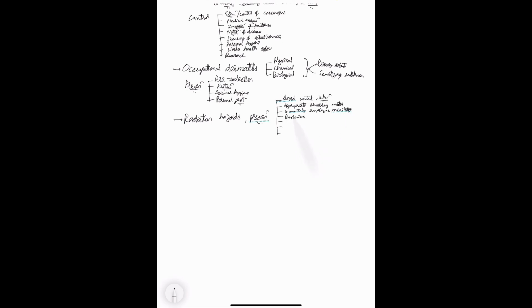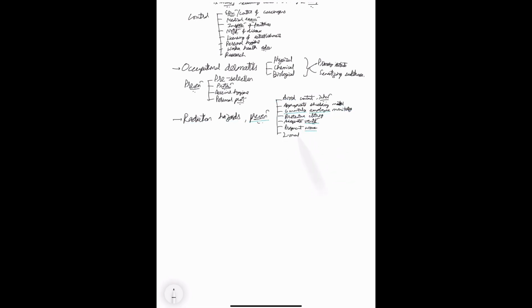6 monthly employee monitoring of exposure, protective clothing, adequate ventilation, preferably avoid exposure of pregnant women to radiation wherever possible, and 2 monthly health checkups.